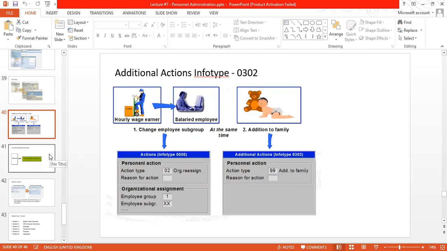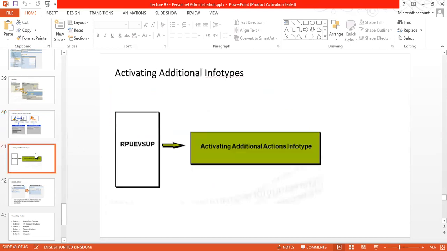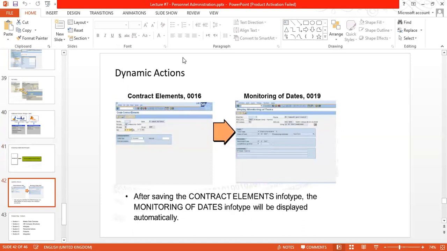Again, this is logical with people who are married and their status can change. Or people who are single and getting married, that is also an additional action. So additional actions will be run through this report and it can be activated. We'll see that, of course. Other actions like contract elements 0016. We'll see what these numbers are and how to access them. The tasks that are maintained, for example contracts assigned to people, will be dated. Of course, it will have a start and end date. So we have actions that cover these areas as well.